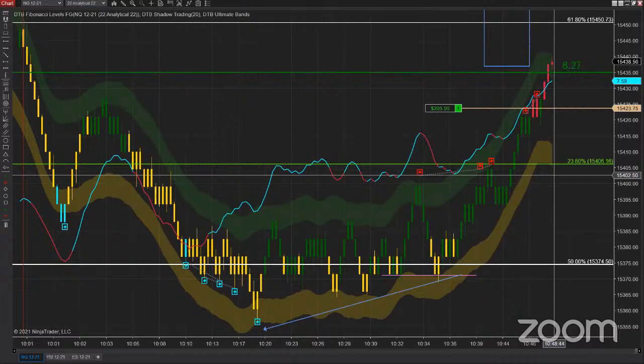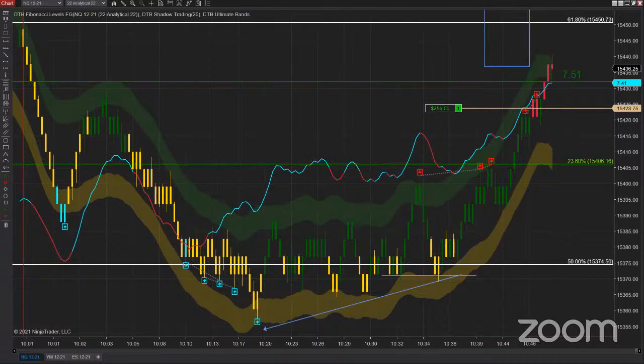But that is how incredibly special having the Fibonacci levels as a tool in your toolbox is, combined with the shadow trading indicator. There's literally nothing like it. There's nothing like it at all. So the next powerful level is the 61.8 on the hourly chart.